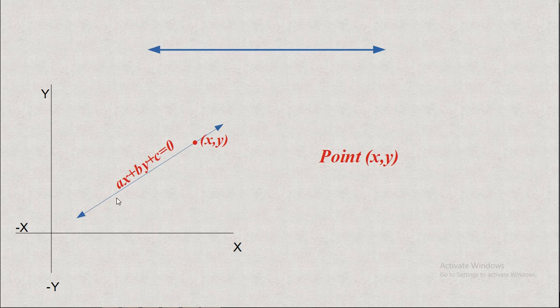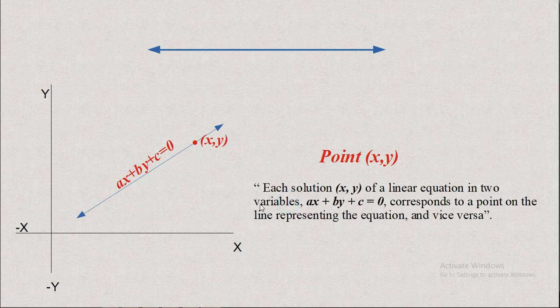That is, when the solution of the linear equation is represented in a graph, that point will always lie on the line representing that linear equation. That is, each solution (x, y) of a linear equation in two variables, let it be ax plus by plus c equal to 0, corresponds to a point on the line representing that equation.